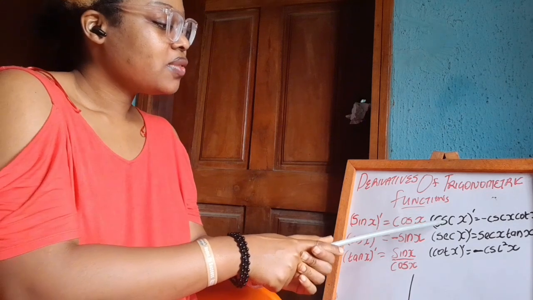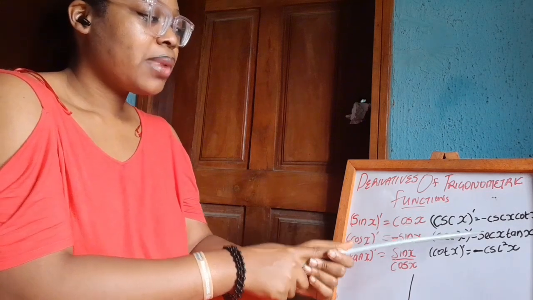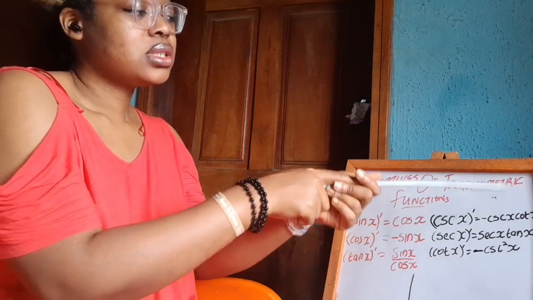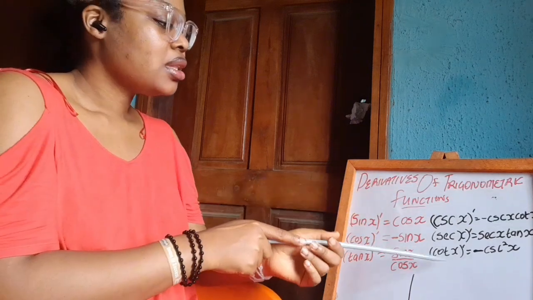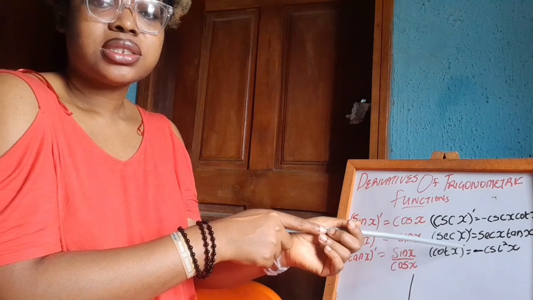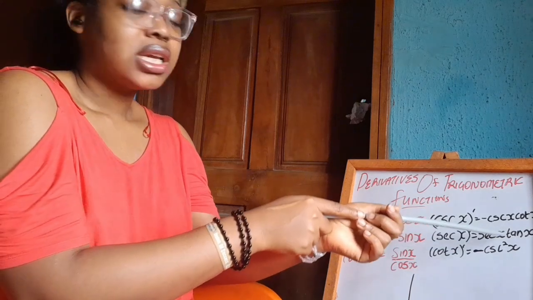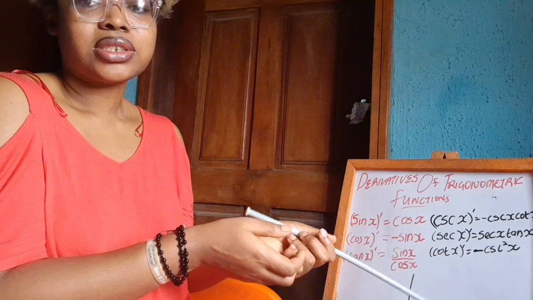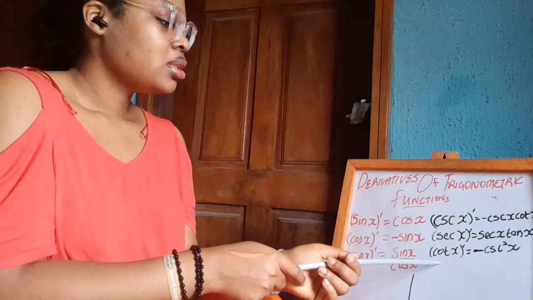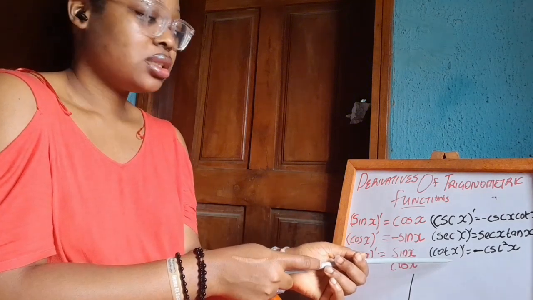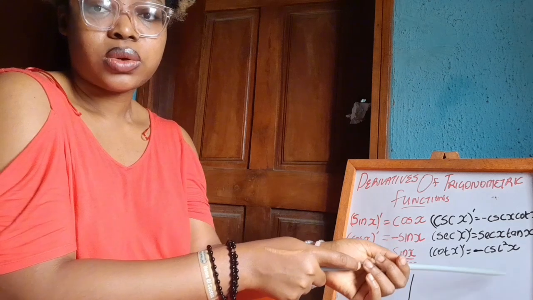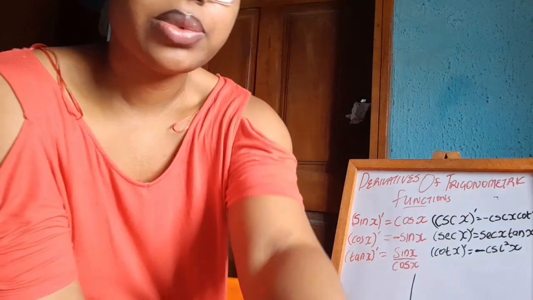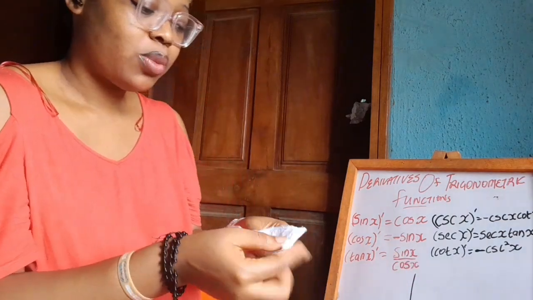The derivative of cosecant x is what? Minus cosecant x cot x. The derivative of secant x is secant x times tan x. Not times, but just the two of them together. The derivative of cot x is minus cosecant square x. So let's wipe the board and let's see if we memorize it.